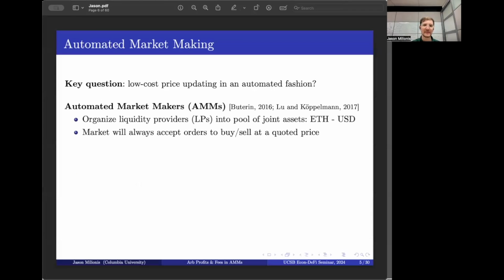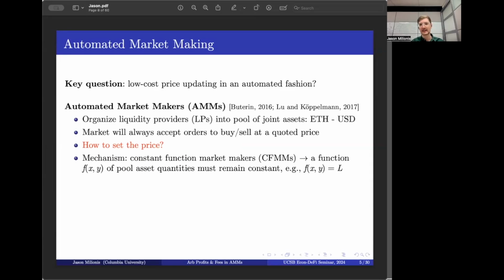The key question with AMMs is, how do you perform low-cost price updating in an exchange in some automated fashion? AMMs organize all of the liquidity providers into pools of joint assets. The running example in this talk is going to be the Ethereum US dollar pair. A market structured as an AMM will always accept orders to buy or sell at some quoted price. And then the question is, how do we actually set that price?